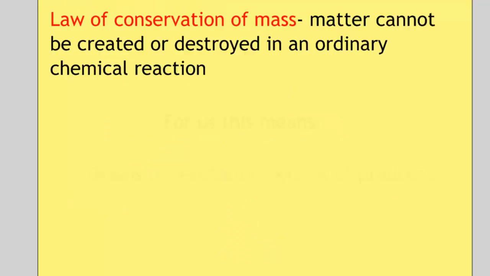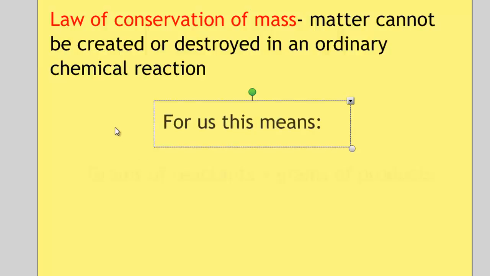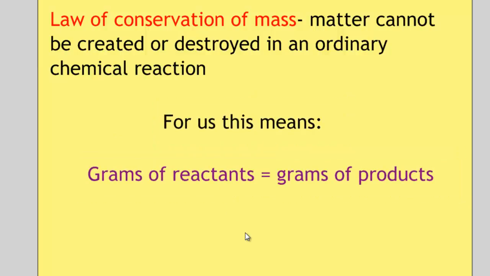Now that we've seen that, our central idea behind really any chemical reaction, but even when we're talking about nuclear reactions, is the law of conservation of mass, which says that matter cannot be created or destroyed in an ordinary chemical reaction. Technically speaking, a nuclear reaction is not really an ordinary chemical reaction. We can have some destruction of matter here, but we're not really going to get into that this year. If you take AP Chem or physics, you might get into that. We're going to treat it as though you can't destroy or create matter, and what that means for us is that grams of reactants equals grams of products.